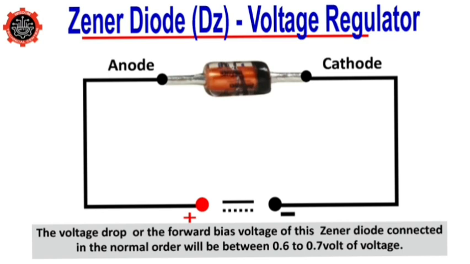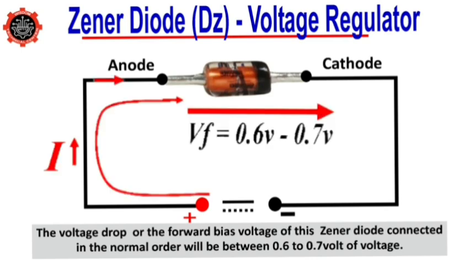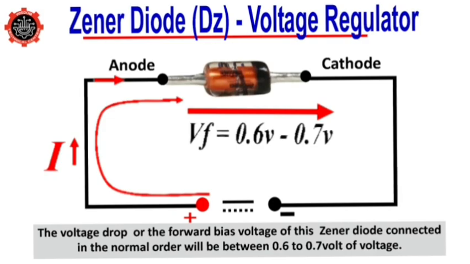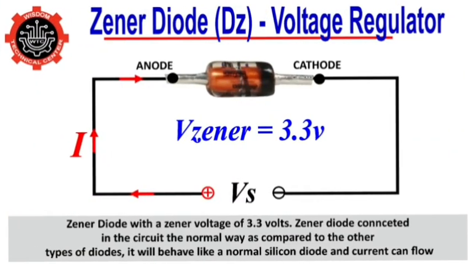In other words, this diode dey start to flow current after when e don reach its bias voltage, wey na the 0.7 volts. On this circuit diagram, we dey see a Zener diode of 3.3 volt wey be connected in the normal way wey dey connect the normal diodes.